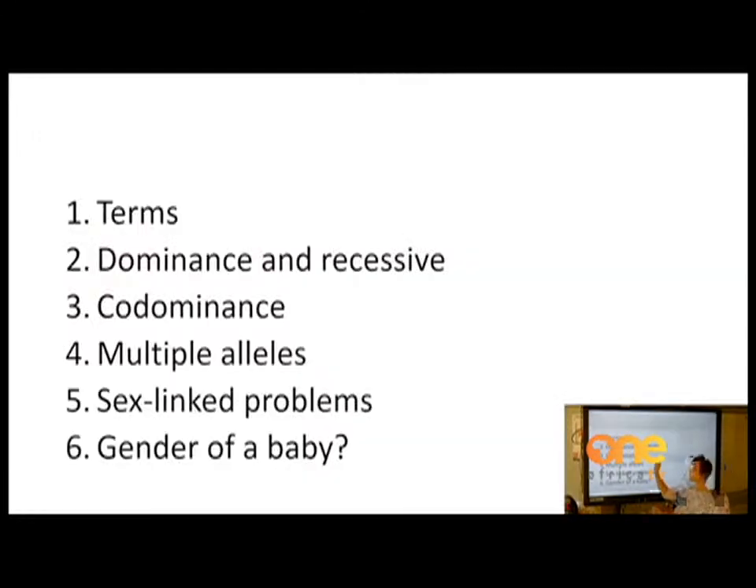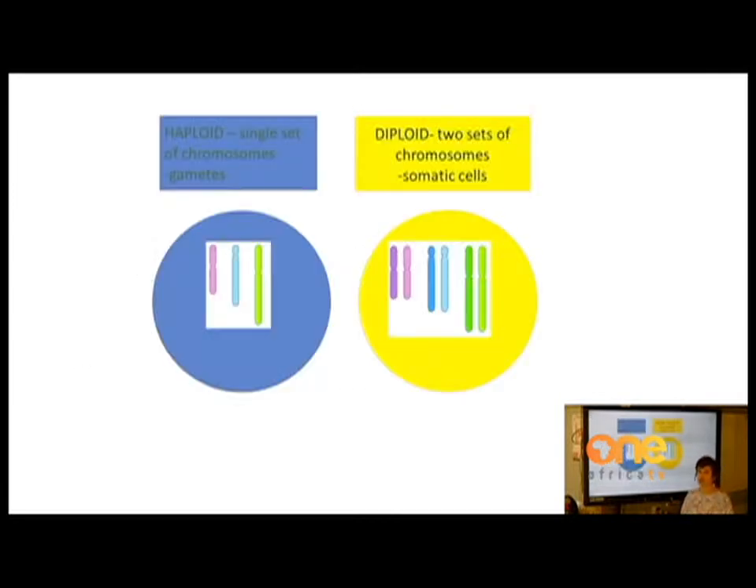We are going to look at a few of the terms that are important: dominant and recessive alleles in a gene, codominant alleles, multiple alleles, the sex-linked problems, and then what is the gender of a baby. That is a short revision so that you can see whether you do follow the work or not. The terms that I want you to look at are haploid and diploid.